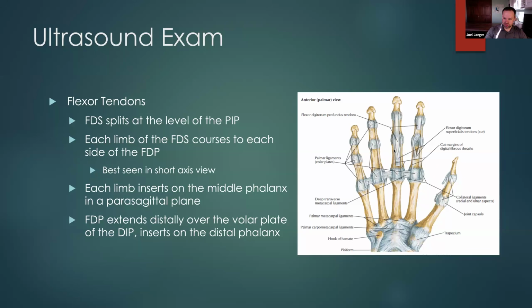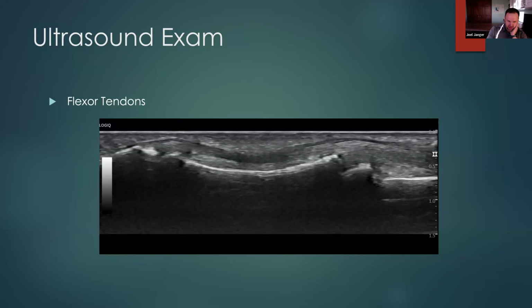So we're going to want to keep in mind how this comes around to the sides, and it can be hard to visualize in just a long axis view. To see where this transition happens, with the superficialis coming around the profundus, I think a short axis view is really helpful. So we're going to take a look at that now. Again, here's another zoomed out long axis view.